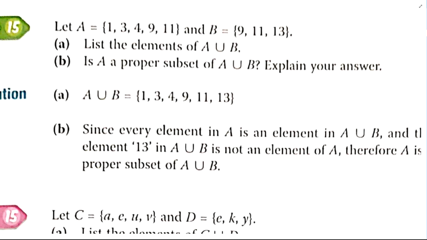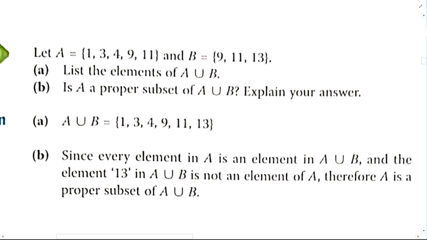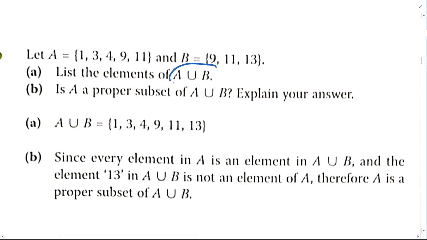What about the element 1? Is it found in A? Yes. Is it found in B? No. The element 13 is found in B, not found in A, right? So now, list the elements of A union B. Again, it is a combination: either found in A or found in B, and can be found in both at the same time. So this will give us 1, 3, 4, 9, 11, 13. Union is just everything.